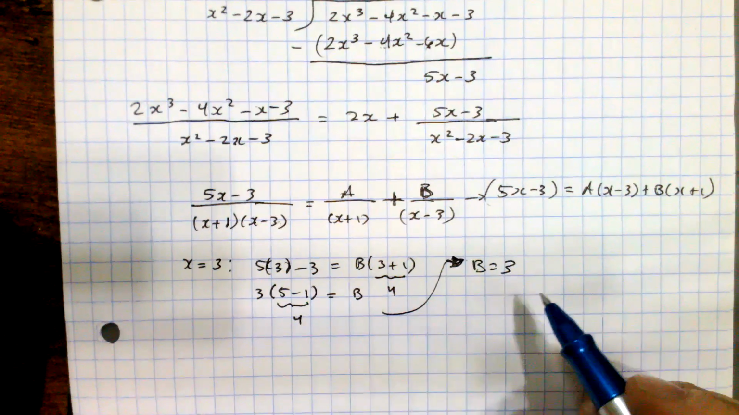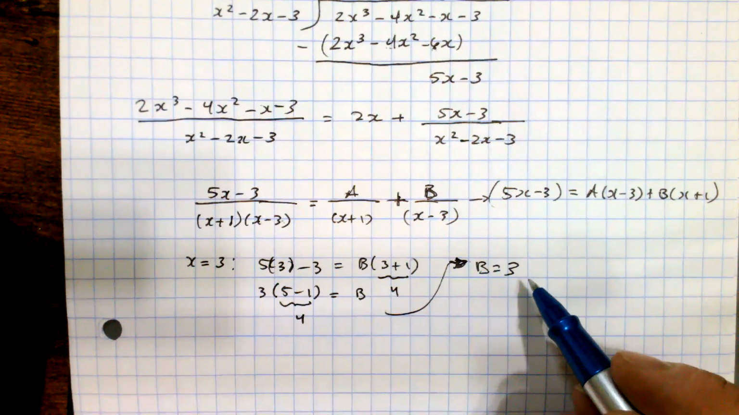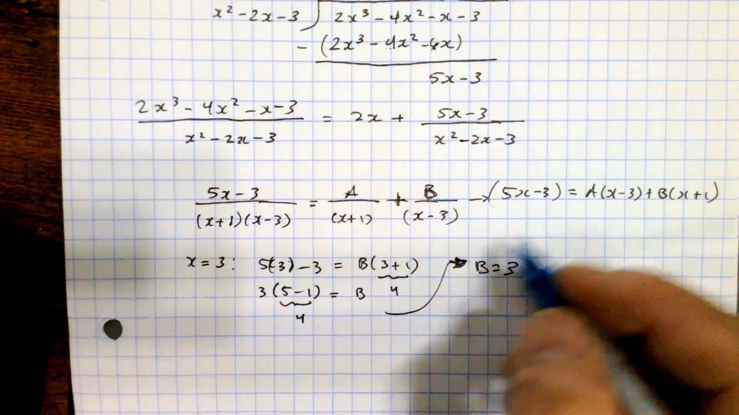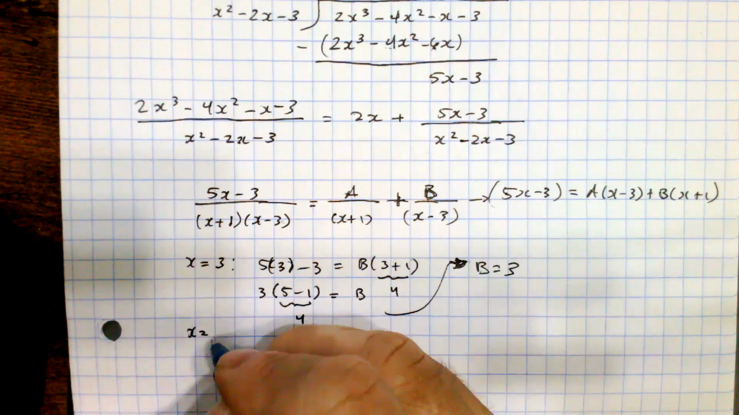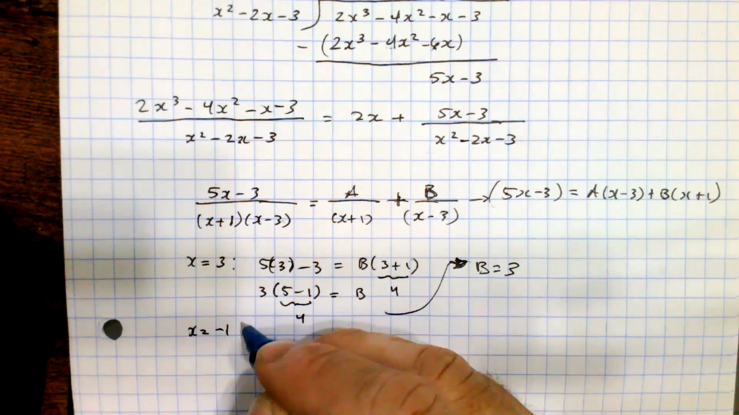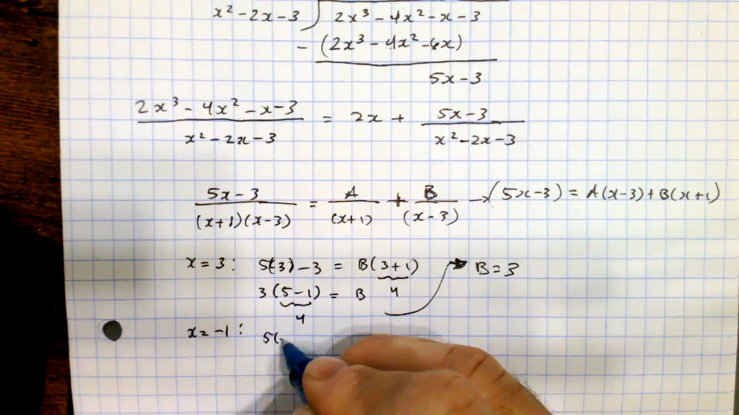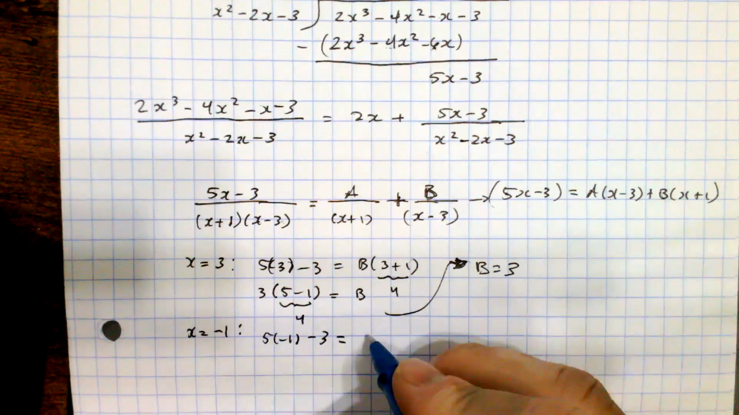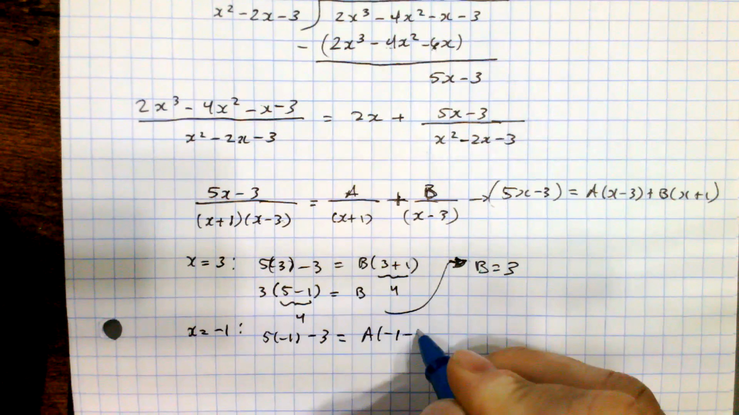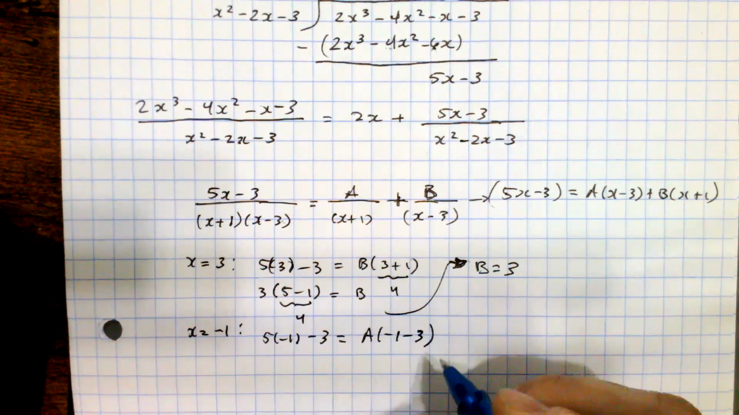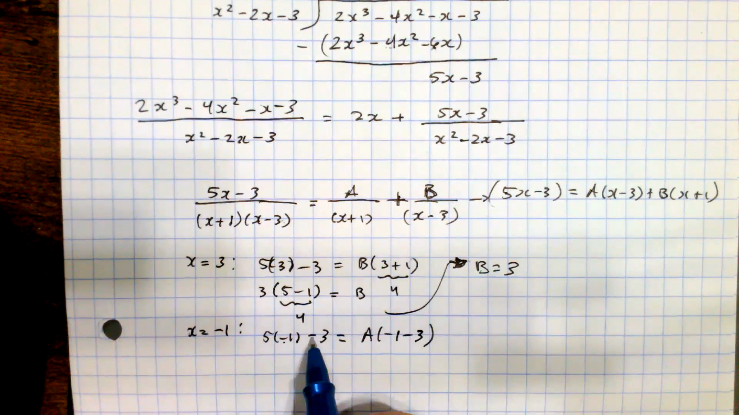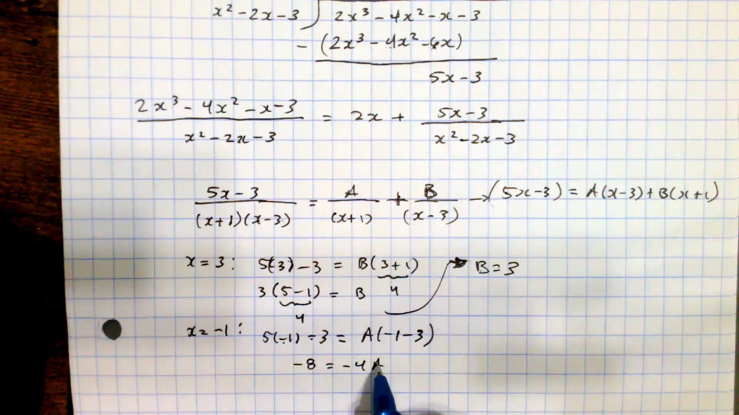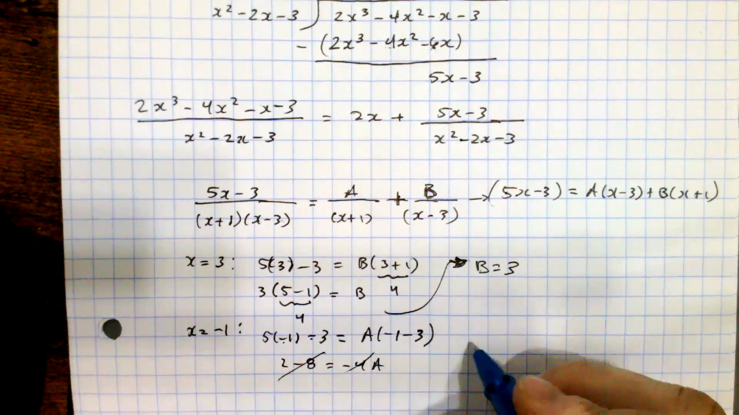Okay. So now that we know what b is, and the fact that we know that x equals negative 1 will help us find what a is equal to. Okay, so we're going to get 5 times negative 1 minus 3 is equal to, again, the b term is going to be zeroed out, and so we're going to be left with a times negative 1 minus 3. Okay. All right, this is negative 5 minus 3. That's going to give me a negative 8, equal to negative 4a. So it looks like a is going to be a positive 2.